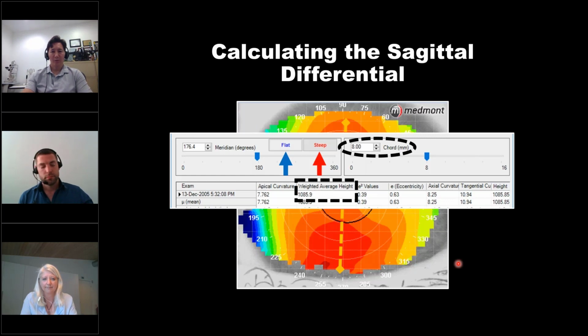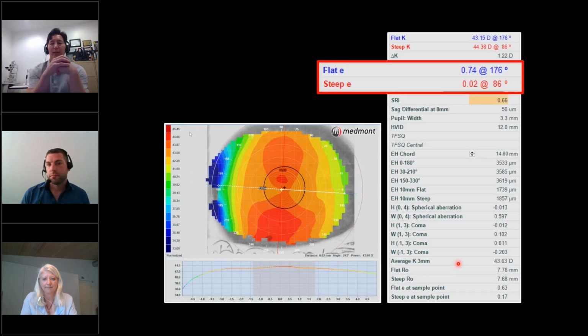Okay, thank you. One of the questions that came up, more a comment than a question, was that the Medmont tends to overestimate the eccentricity. This particular practitioner felt that the E value in Medmont was too high. And I thought it might be worth addressing that because it's a very good point. When you look at your analysis window here, your attribute window, this E value is measured over a chord of 9.35 millimeters. It's a fixed number, but you can adjust this value.